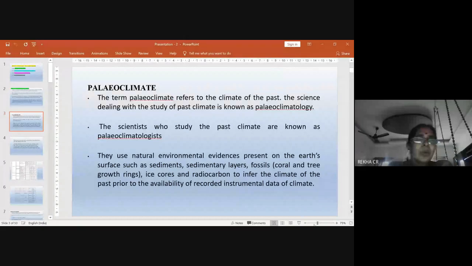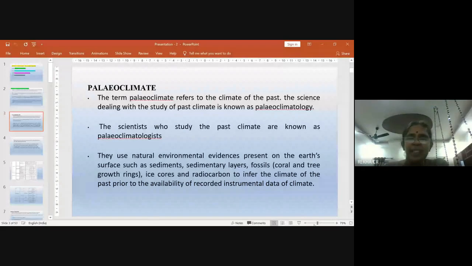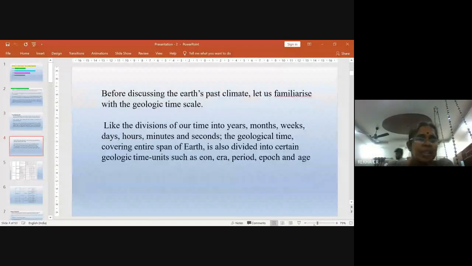The past climate is also called the paleoclimate. Paleo means past, old. So the paleoclimate is the past climate, and the science which deals with the past climate is known as paleoclimatology. Ice cores, radiocarbon, etc. are some of the evidences of the past climate. Before discussing the past climate, let us study the geological time scale. In order to understand the past climate, we should be familiar with the geological time scale.